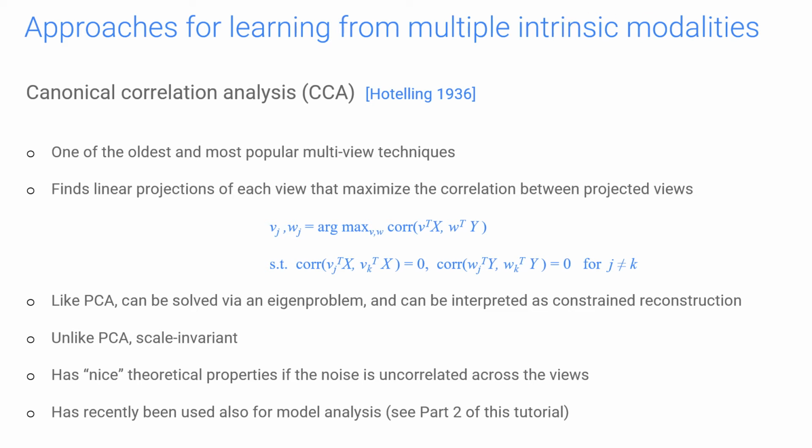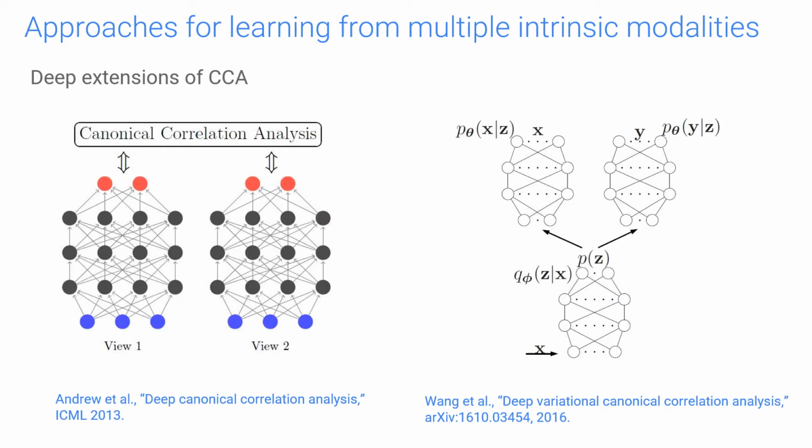have since been developed. One nonlinear extension of CCA is Deep CCA, shown here on the left, where the same canonical correlation objective is maximized, but now the linear projections are replaced by deep neural networks. Another extension is Deep Variational CCA, which is based on a generative interpretation of CCA.